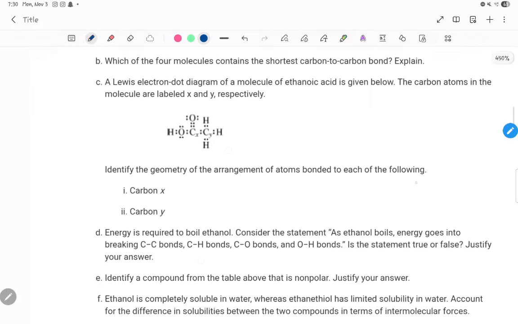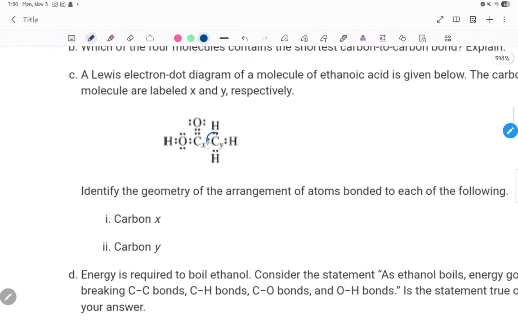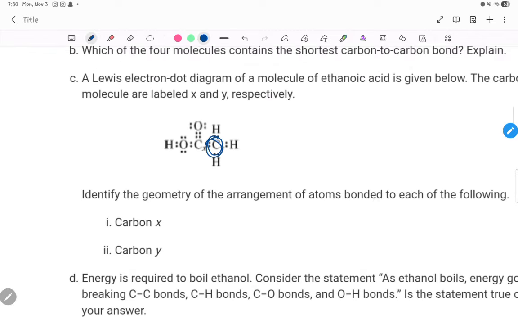Now the second one, which is the double I, which is carbon Y. So let's take this carbon as the central atom. It has 1, 2, 3, 4. So this is AX4, no lone pairs. So this is going to be tetrahedral. Now we have finished part C.